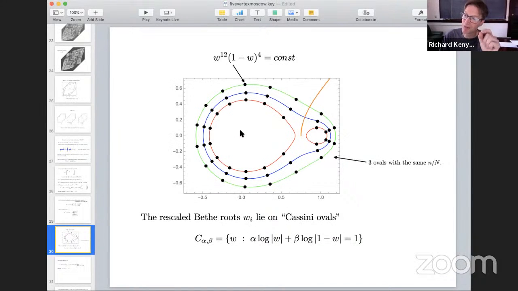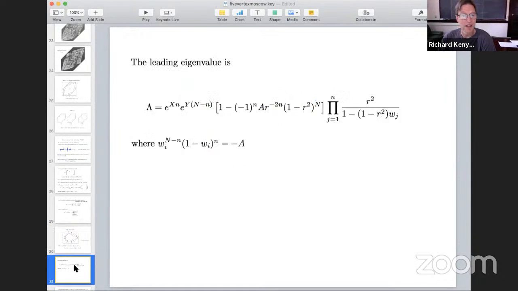And because you can identify those curves, the rest of the calculation sort of follows through. The calculation, which we can't really do for the six vertex model, we can do for the five vertex model because we have such an explicit formula for the curves where the roots lie. And at the end of the day, the leading eigenvalue is this kind of complicated expression in terms of the roots. And you can perform the integral and get the surface tension.